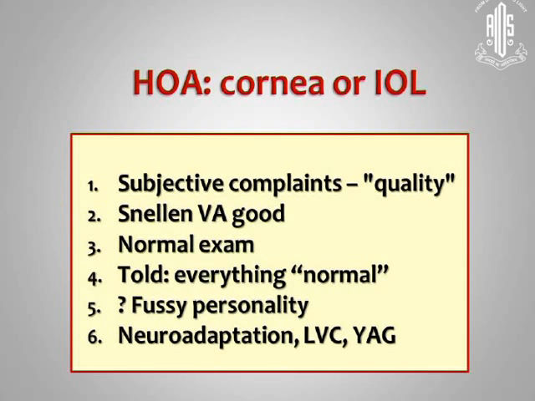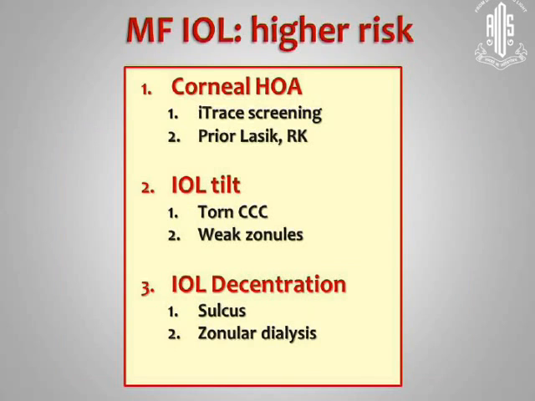So, I've shown you 3 cases where the patient was bothered by quality of vision, and yet they were 20/20. And the surgeon didn't know what to do because the exam was normal, and they told the patient, relax, everything's normal, you'll be fine. And so the doctor is thinking, this patient is really fussy. I got a really fussy patient, and what do we offer them? Neuroadaptation, get the laser for your astigmatism, let's do a YAG capsulotomy. Okay? So, in actual fact, they either had optical problems from the tilted multifocal, or from the corneal aberrations.